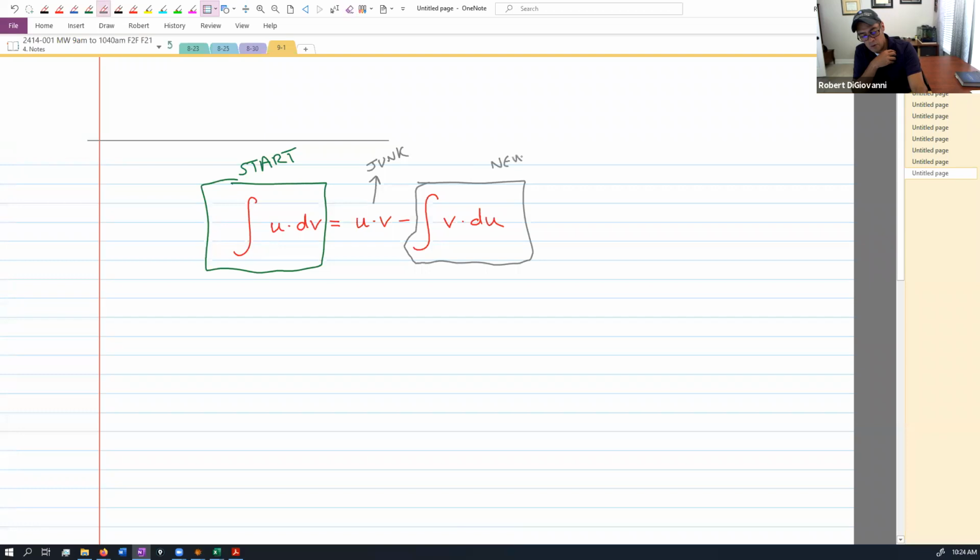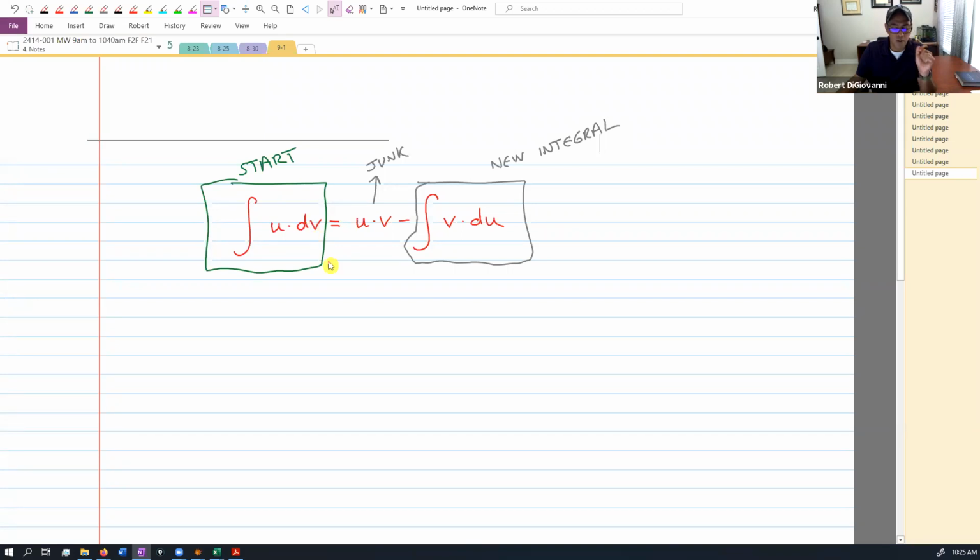A new integral. There's something very different in this new integral than the original one. The original one had u, which is some function, and then it had the derivative of some other function there. So imagine there's two functions, u and v. There's u, and there's the derivative of some other function v.